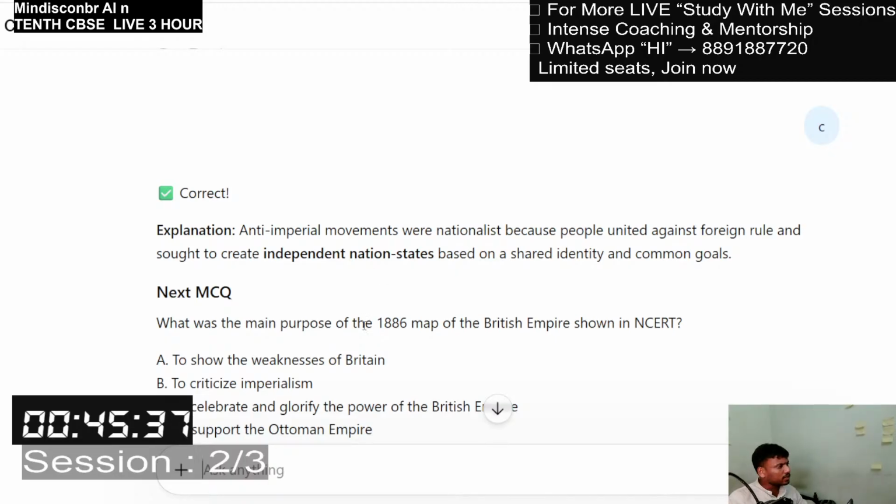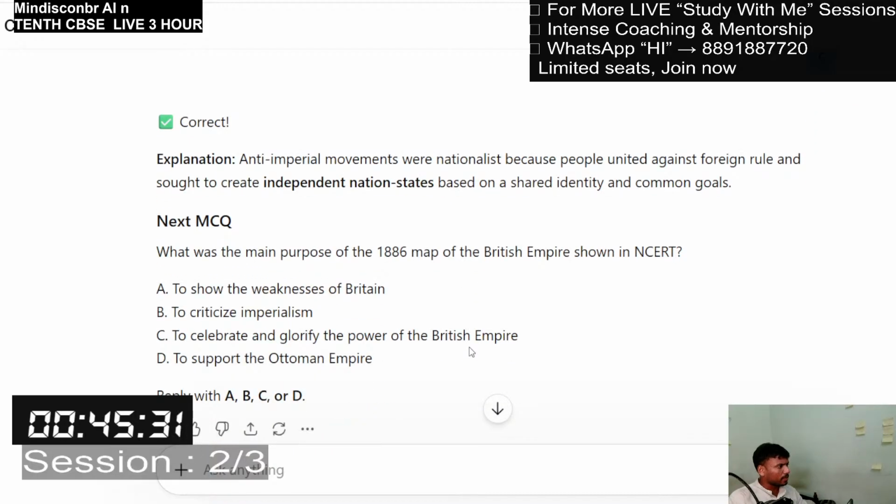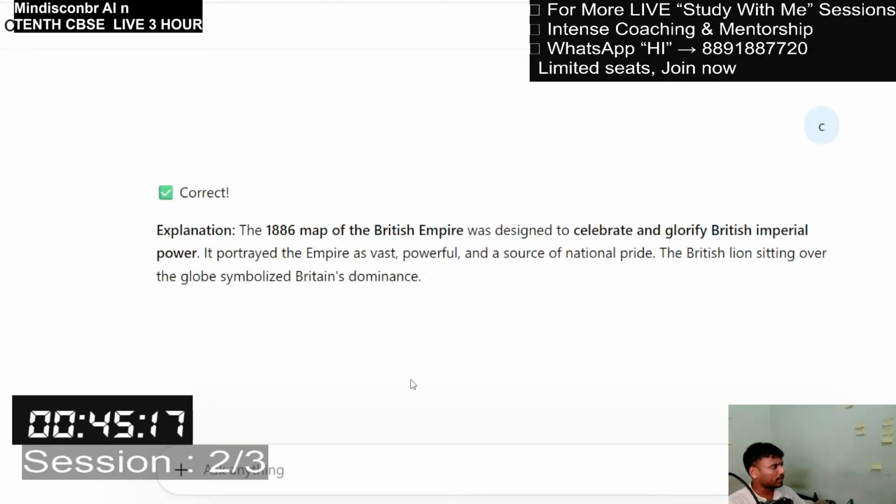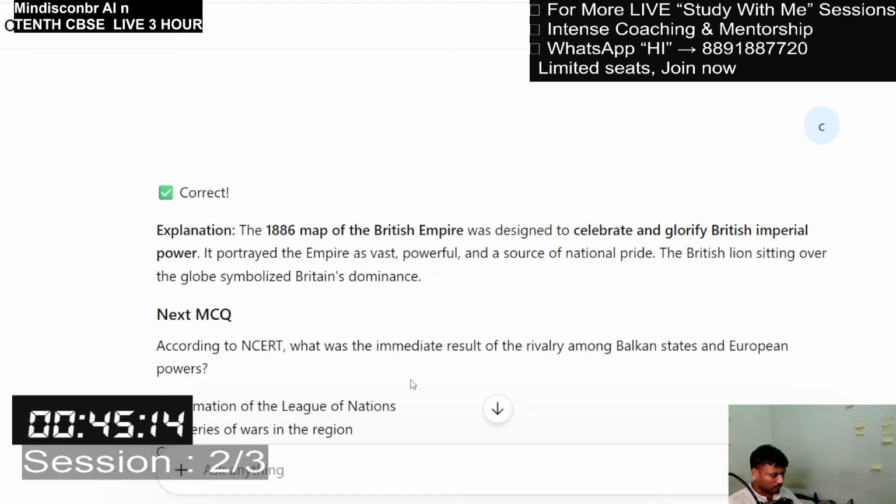What was the main purpose of the 1886 map of the British Empire shown in NCERT? To show the weakness of Britain, to criticize imperialism, to celebrate and glorify the power of the British Empire, to support the Ottoman Empire. I think it is to celebrate and glorify the power of the British Empire. Yes. The 1886 map was designed to celebrate and glorify British imperial power. It portrayed the empire as vast, powerful, and a source of national pride. The British lion sitting over the globe symbolized Britain's dominance.